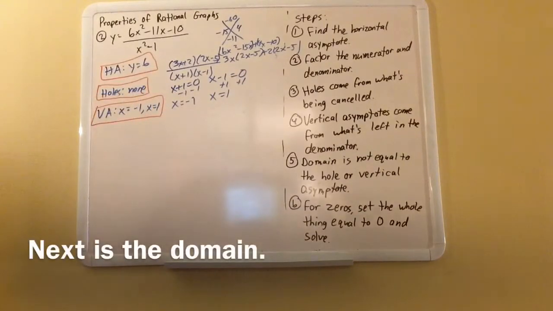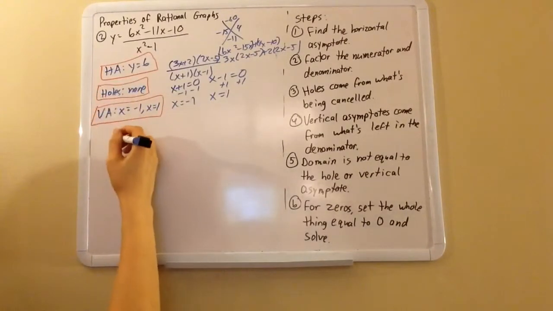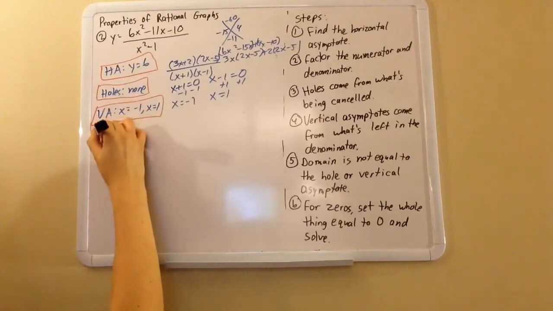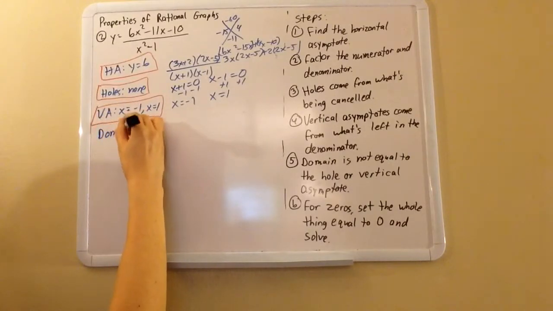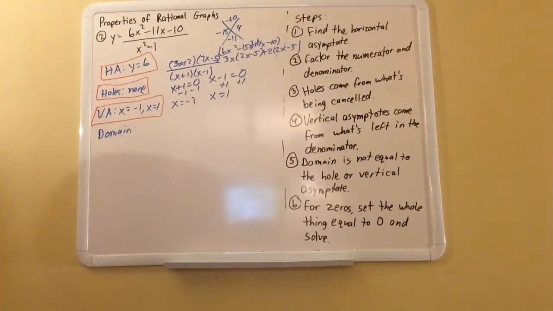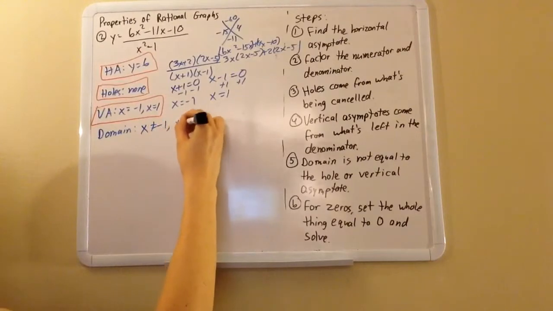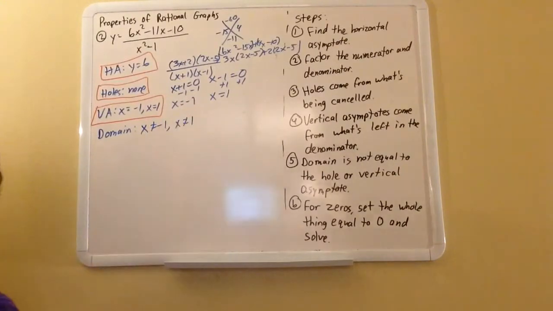Alright, my domain is just not equal to the numbers from my holes and the vertical asymptote. Since there's nothing in the holes, we don't need to worry about anything coming from the holes. So it's just x is not equal to negative 1 and x is not equal to positive 1.